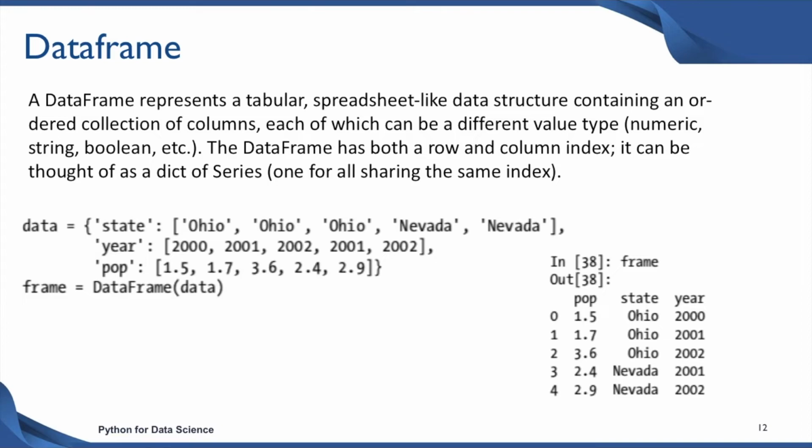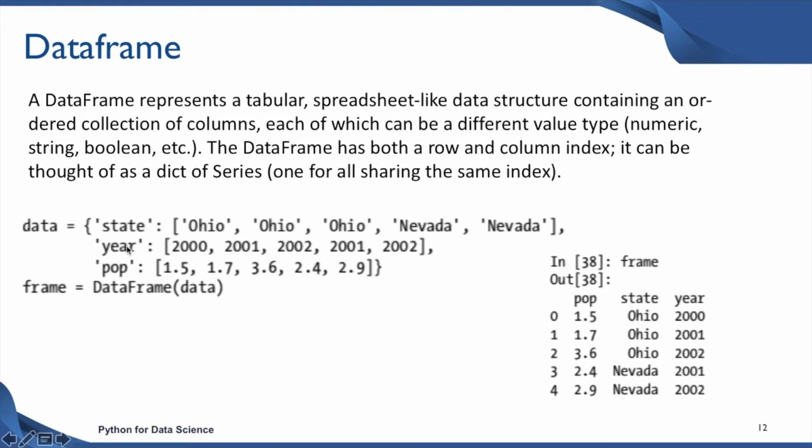Okay, now what is a data frame? A data frame represents a tabular, spreadsheet-like data structure containing an ordered collection of items which can be of different types. In simple layman terms, we could think of it as a dictionary of series which share a common index. Two or more series combined to form one tabular spreadsheet-like data structure which consists of the same index.